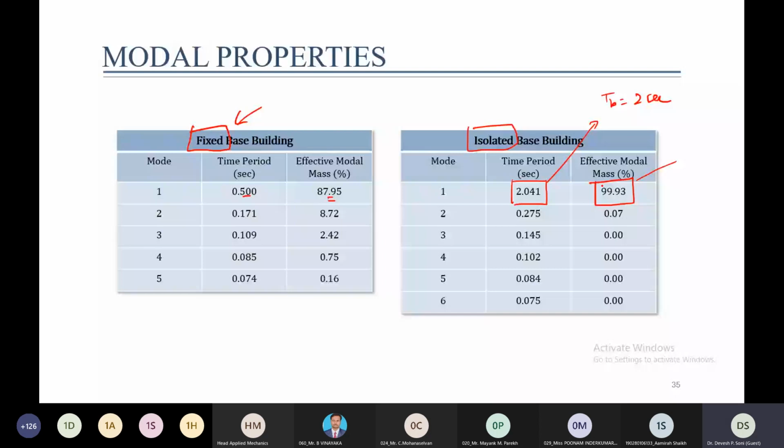Okay, so first mode is dominating mode and the contribution of higher modes are extremely small. Okay, in fact third, fourth, fifth and sixth mode, the effective modal mass is nearly zero. Okay, whereas here we can see some amount of effective modal mass is there for higher mode. Okay, so this is regarding the dynamics of multi-storied building.